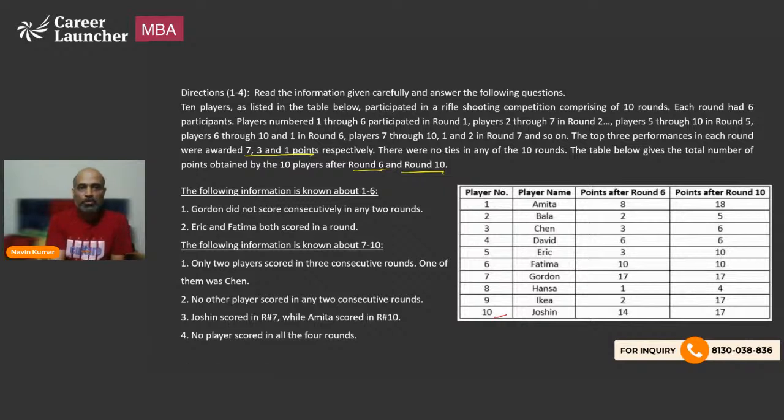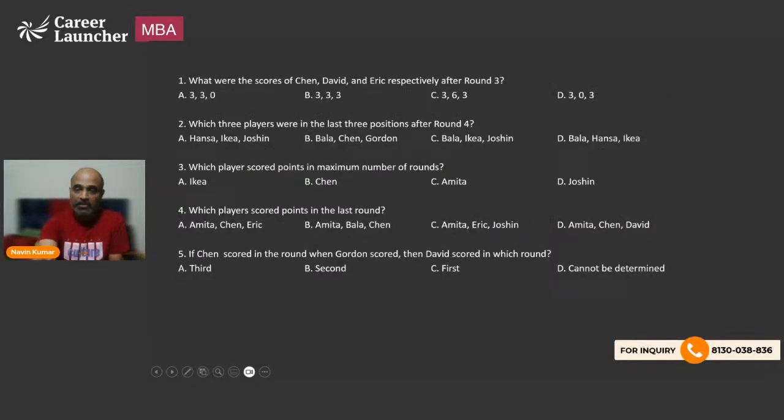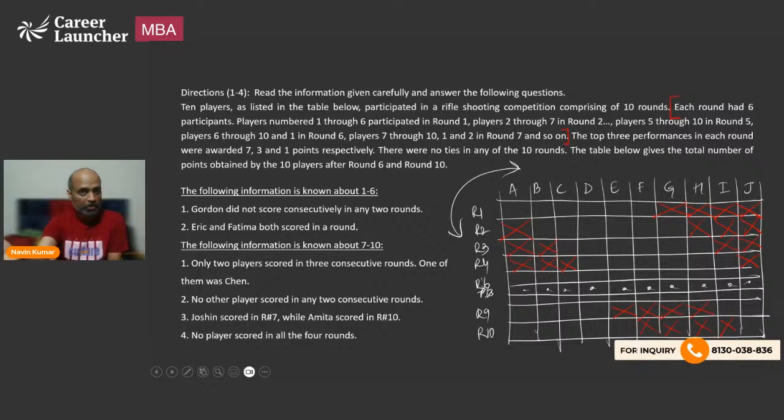The following information is known about round number 1 to 6. So there are 2 points, 2 conditions, and we have got 4 points for round number 7, 8, 9, 10. So if we look at Amita, A, player number 1, you will see that after round 6, there were 8 points that she scored. And then after round 10, it was 18 points. So can we say in round number 7, 8, 9, 10, that is in the next 4 rounds, she was able to score 10 more points. If you look at Bala, 3 more points. If you look at Chen, 3 more. If you look at David, nothing. So he didn't score anything. So we are going to be drawing that matrix. And the matrix is going to be something like this.